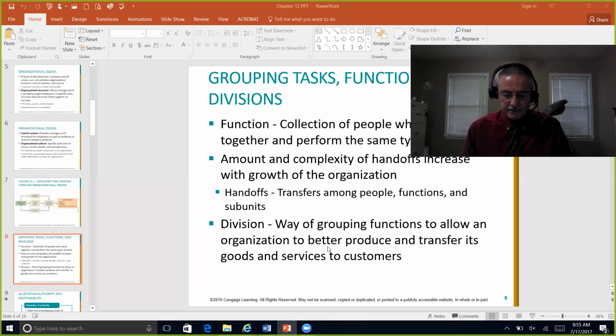One of those being, what's going to be the best way to group tasks into functions and to group those functions into business units or divisions that's going to create that organization's distinctive competencies so that they can pursue a particular strategy. Another consideration is how they go about allocating authority and responsibility to those functions and divisions, whether it's going to be centralized or decentralized decision making and autonomy.